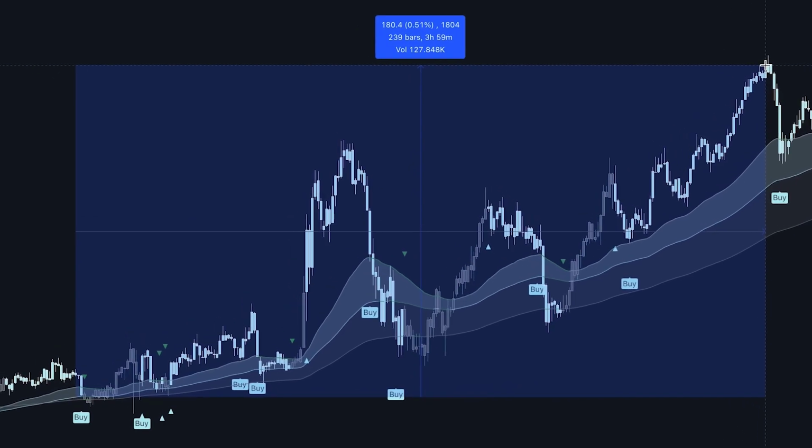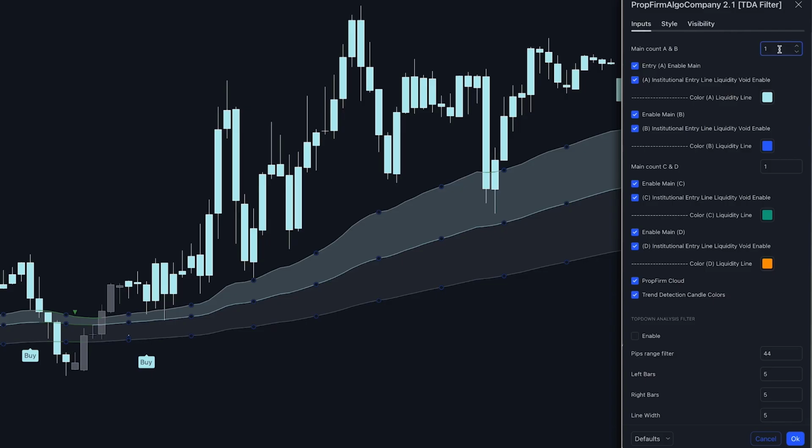Let's go back into the settings. So remember, if you add more numbers here, it's going to give you more signals per trend. So with putting 5, you're going to get 5 B institutional entry signals and 5 A institutional entry signals, as this one parameter controls both A and B. Here we have 1, meaning we're only going to get 1 signal each time price touches C and only 1 signal each time price touches D.